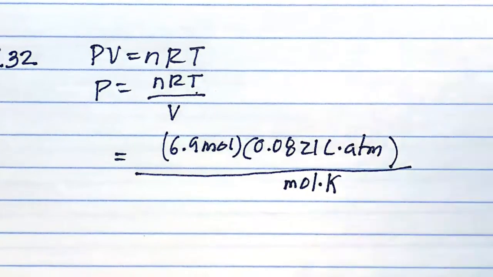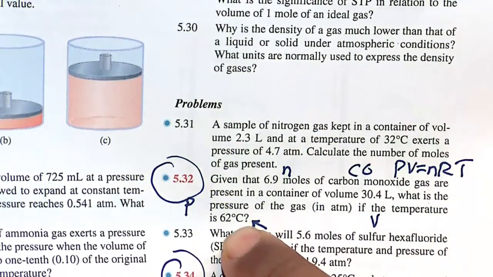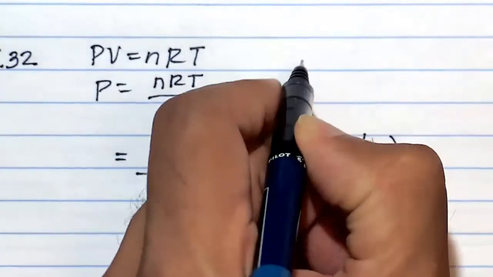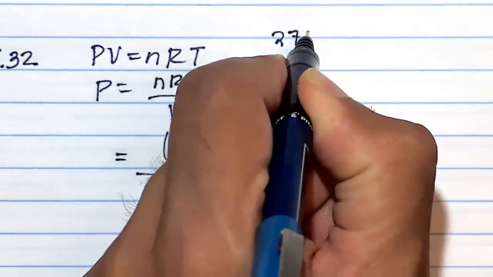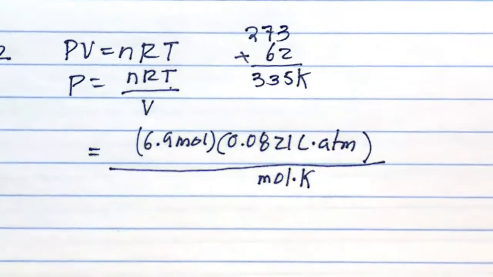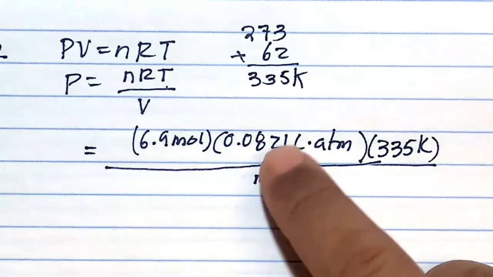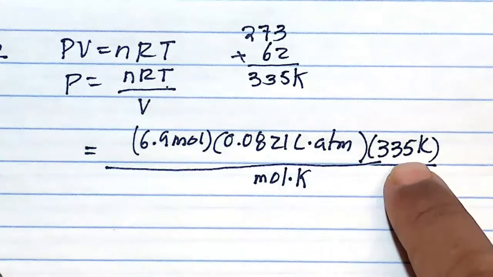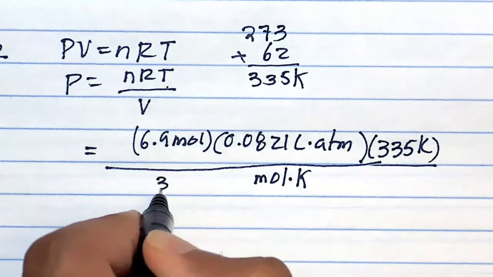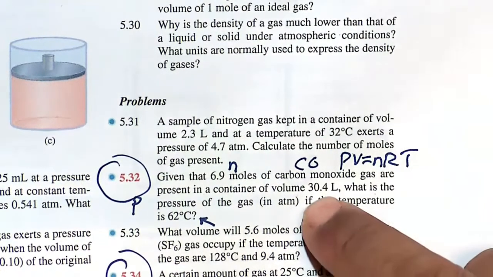Temperature T is not 62 degrees. It's going to be 62 degrees plus 273 because remember, Kelvin, Kelvin, Kelvin for gas laws. So let's do really quickly, 273 plus 62 is going to be 335 Kelvin. So our T is 335 Kelvin. Okay, so I got my R, I got my temperature T, I got my N, and then my volume. My volume is 30.4 liters if you look at the problem.